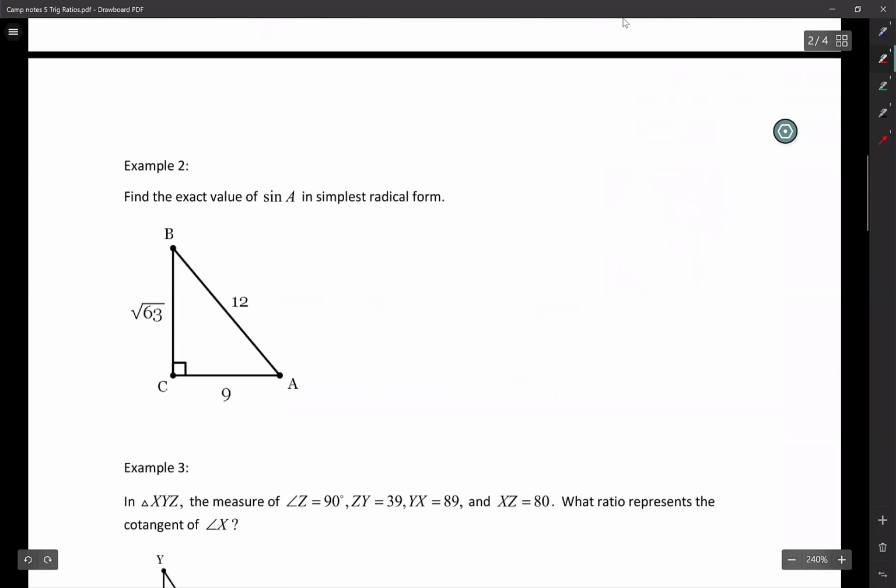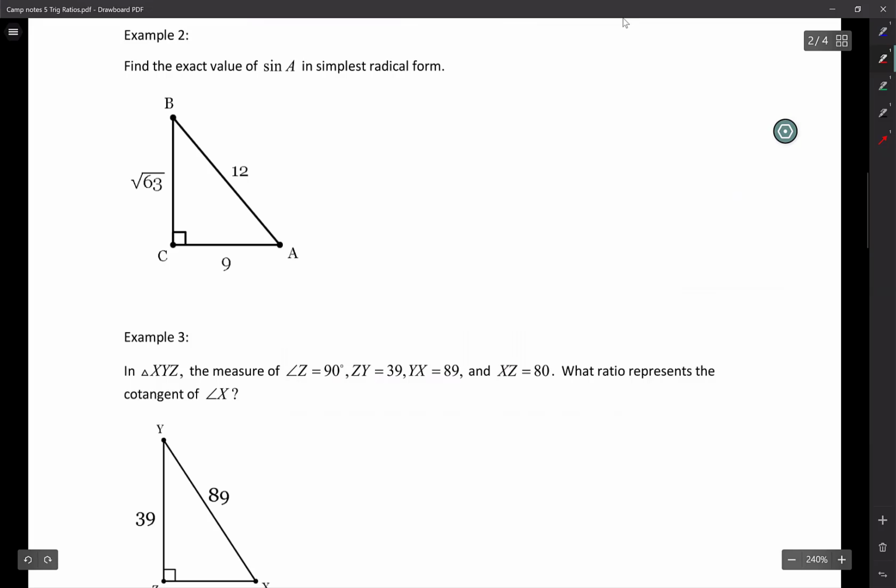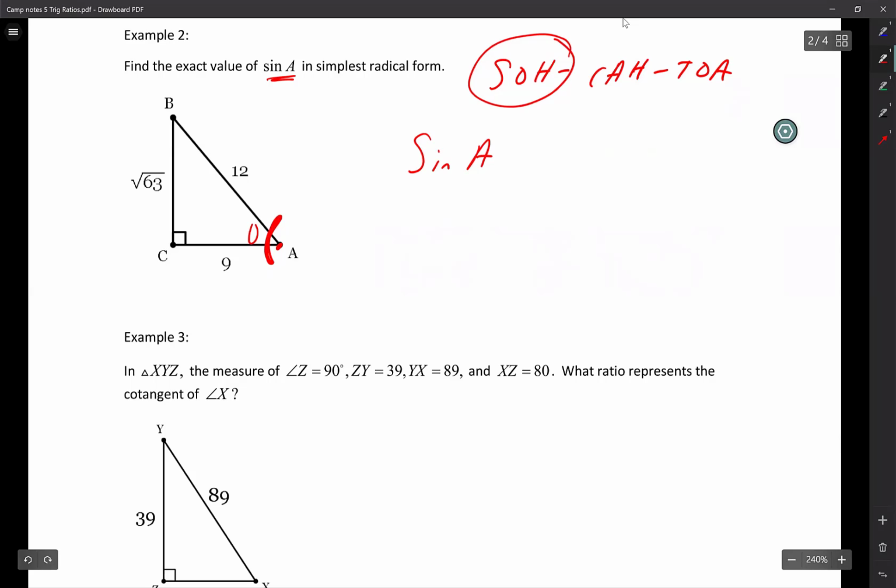Example 2. Find the exact value of sine A in simplest radical form. They're nice, they put all 3 sides. Thank you. And we write SOHCAHTOA again until we're super beast. Once you're super beast, you no longer have to write SOHCAHTOA. It says sine A, so I'm going to circle this one. I write sine of angle A, and then I look for A and put a little dash here so I know I'm talking about that angle. So sine of A is opposite, square root of 63, over hypotenuse, 12.